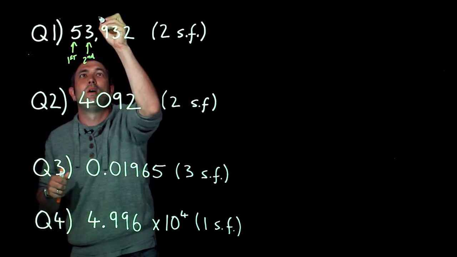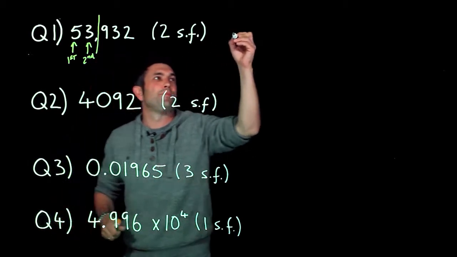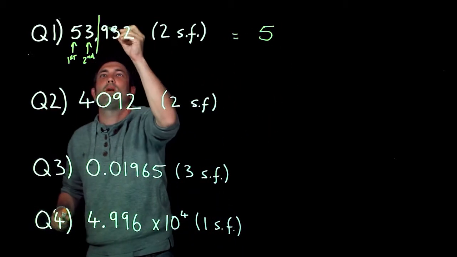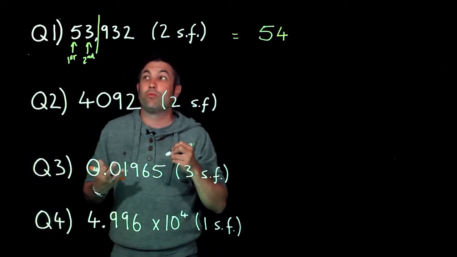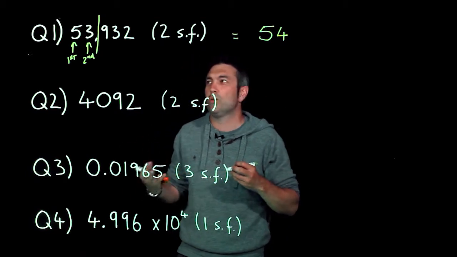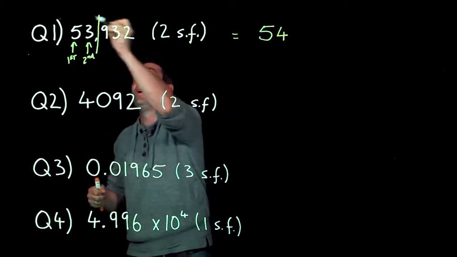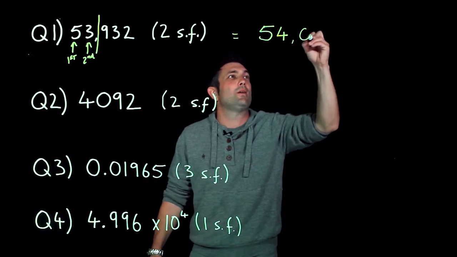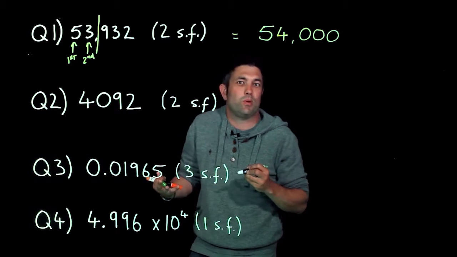So I'm going to draw a line between those, and the 5 is going to stay the same. The 3, well, what follows the 3? That's a 9, so that's going to round up. The whole point of rounding is to get a number that's close to what you started with, but just easier to say or use. So I can't just say 54, because 54 is nowhere near 53,932. I'm actually going to round to 54,000. That's what you'd say to your friend: there were 54,000 people at the gig.